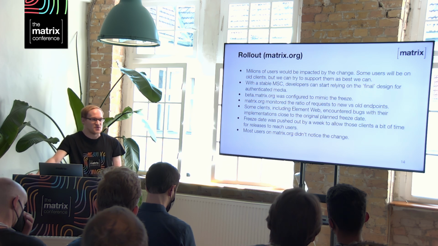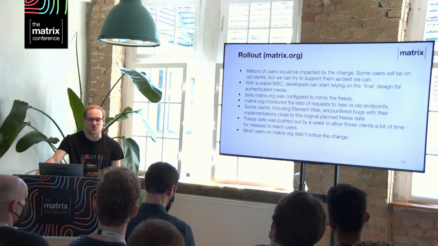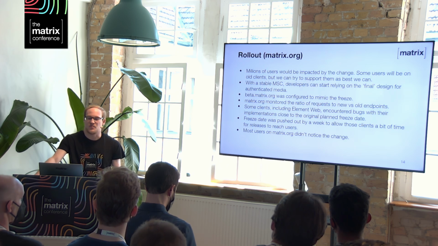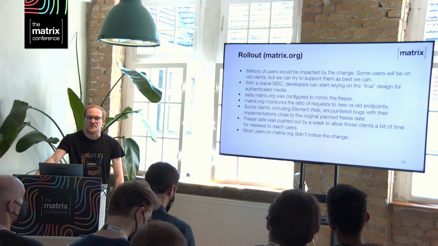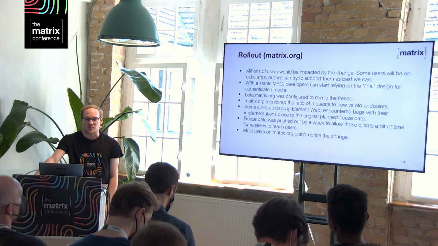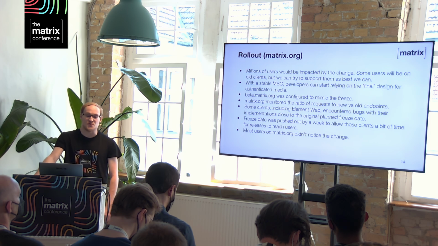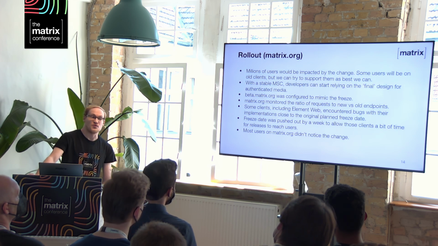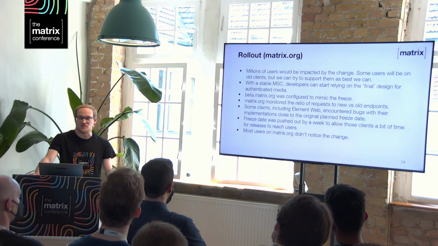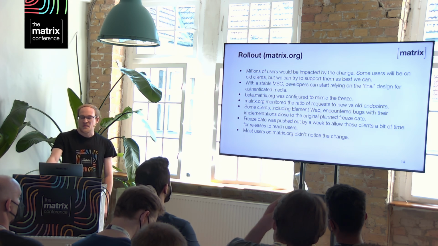But as we got closer, we noticed that some clients, particularly Element Web, which a lot of our users were using, were having bugs with their service worker, and it just wasn't applying correctly. And so we pushed it out by a week just to give those clients a little bit more time to release and actually reach their users. But critically, most users on matrix.org just didn't notice. When we did the freeze on September 4th, most people just continued on, which was the full intention there.